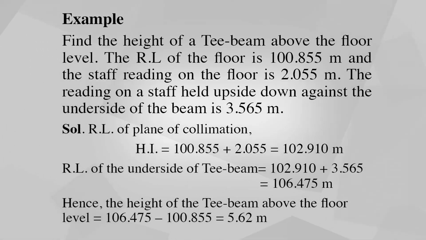We will add both of them to get 106.475 meter. Hence, the height of the T-beam above the floor level will be obtained by subtracting both these values, that is 106.475 minus 100.855, which will result in 5.62 meters. So, the height of the T-beam will be 5.62 meter above the floor level.